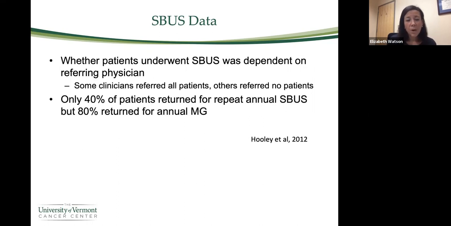So they also found that whether patients underwent screening breast ultrasound was really dependent on the referring physician. So some referring physicians were referring all of their patients that had dense breast tissue to have screening breast ultrasound. Other referrers were saying, oh, we're not really going to do that yet. So whether a patient did have the screening breast ultrasound was very dependent on who was referring them. We also found that only 40% of patients returned for a repeat annual screening breast ultrasound, where 80% returned for an annual mammogram. And so we were getting a lot more compliance with mammography as opposed to ultrasound.